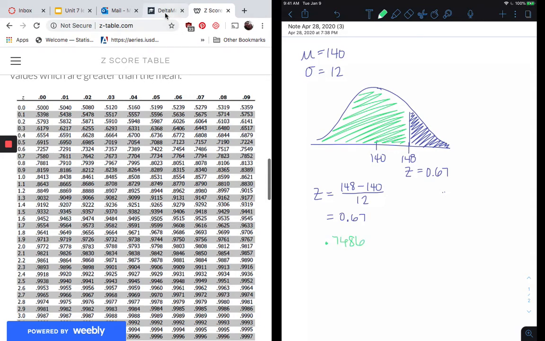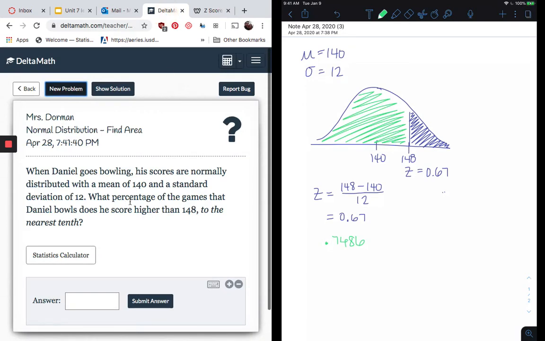Okay, I'm going to go back to my problem. It says what percentage, so I'm going to change this to a percent, 74.86%. But again, that's the area here, and if I want the area here, I'm going to do 100% minus 74.86%, which is 25.14%.